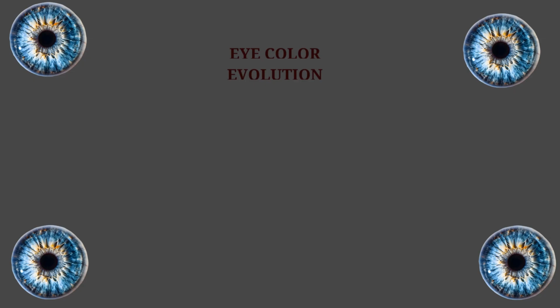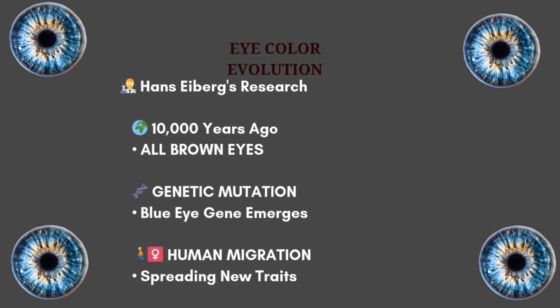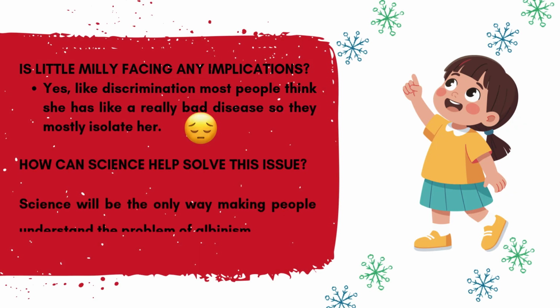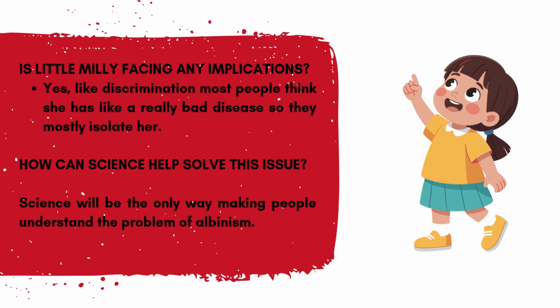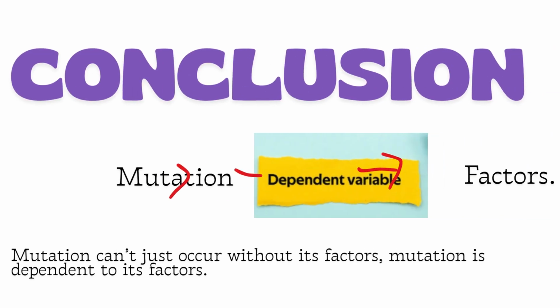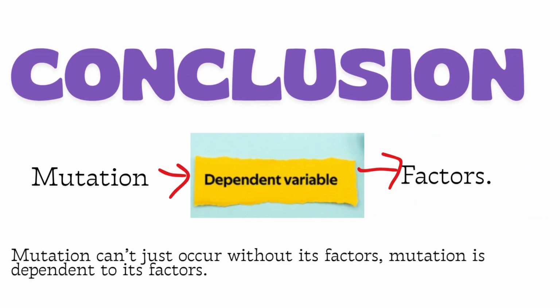It's like the story I heard of 10,000 years ago. Everyone had brown eyes, and because of what happened in Egypt, people kept migrating and spreading, and all this was proved by Hans Eiberg. It also passes through to implications like discrimination. People don't want to be close to her because they think having purple eyes is a disease and can be spread, but science showed us it's just albinism. Mutation is always dependent on its factors. Go with that in mind today.